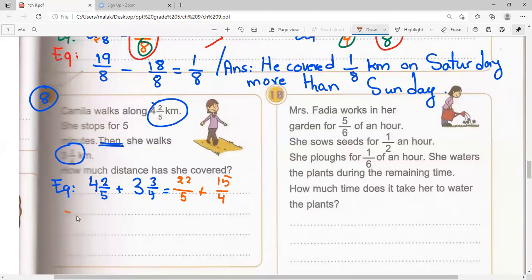We will find what? Come on. Yeah, Hassan. Yes. How will we add 22 over 5 plus 15 over 4? Both have different denominators. What shall I do?